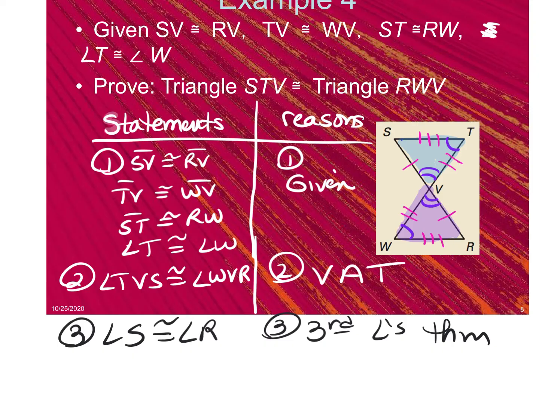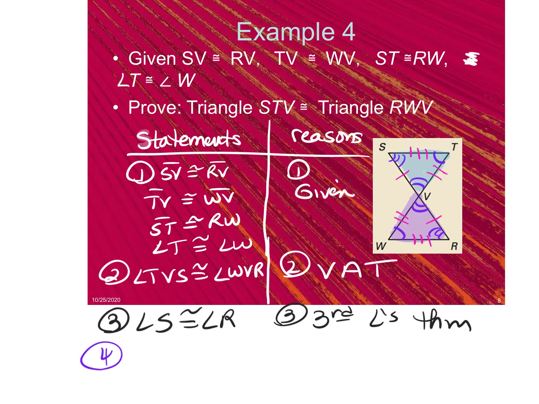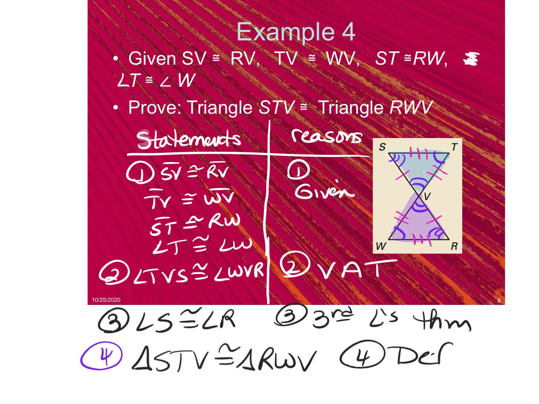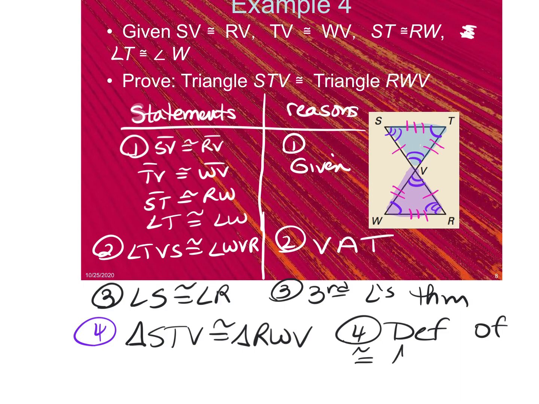So I'll add in the markings, 1, 2, 3, 1, 2, 3. So now notice in your picture, all 3 angles have a congruency mark on them and all 3 sides. So I have now proven that triangle STV is congruent to triangle RWV. And the reason is definition of congruent triangles.